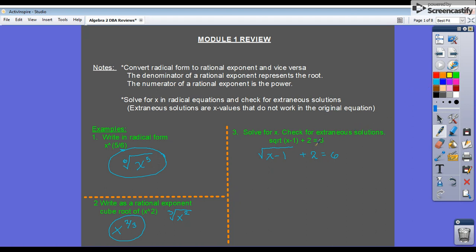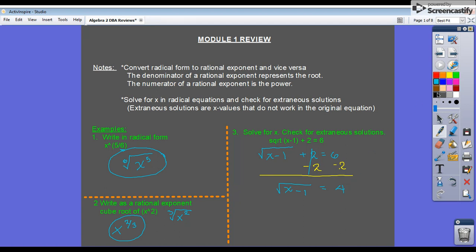So anything that is on the left side with x that is not inside of the root is going to be the first to go. So I'm going to get rid of this plus 2 by subtracting 2 on both sides. And then from there, the 2's will add up to 0. I can get rid of them. The square root of x minus 1 is left on the left side equals 4.